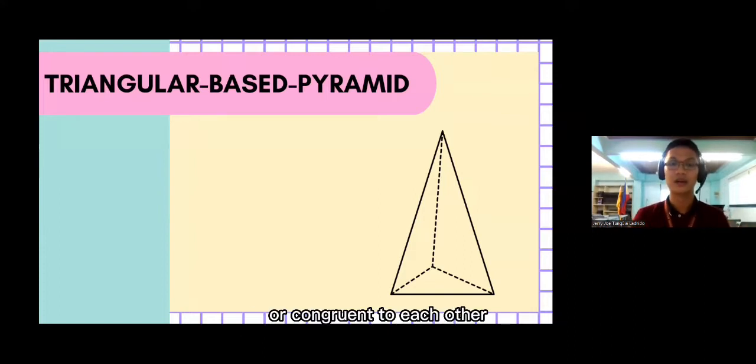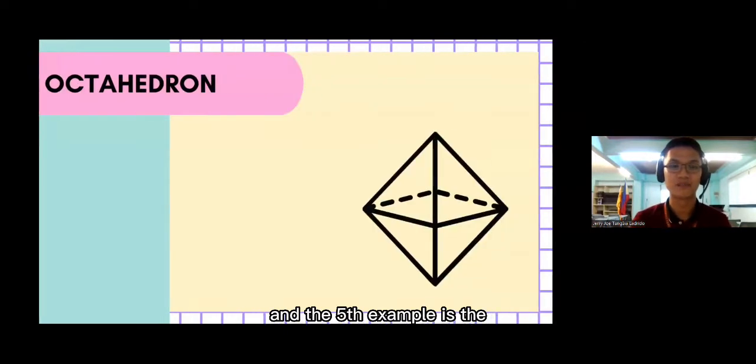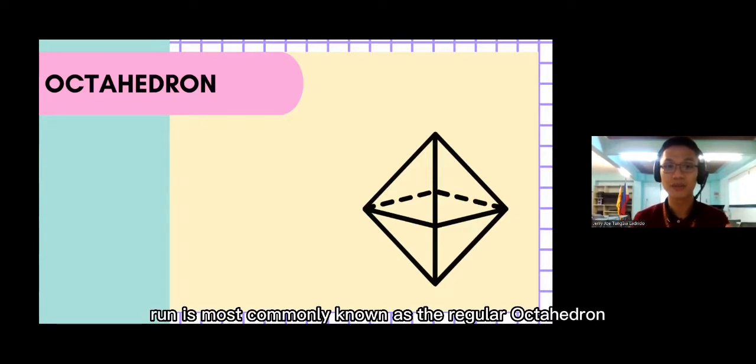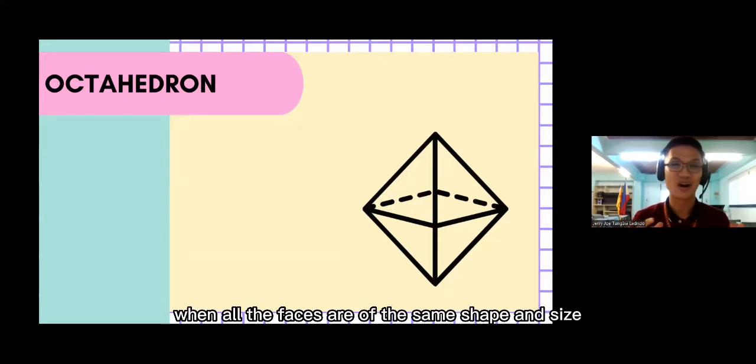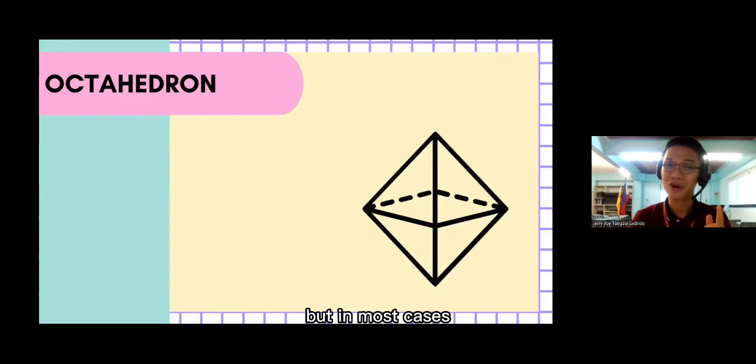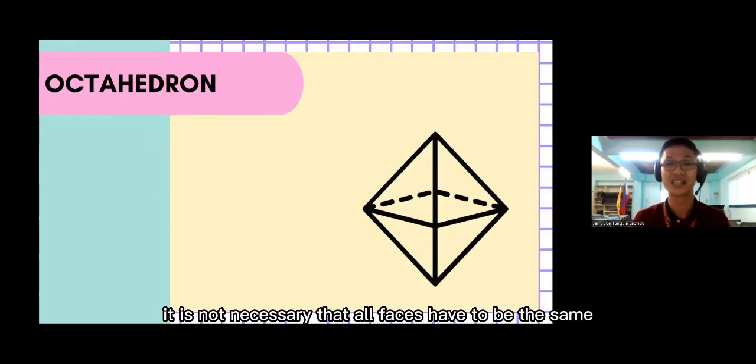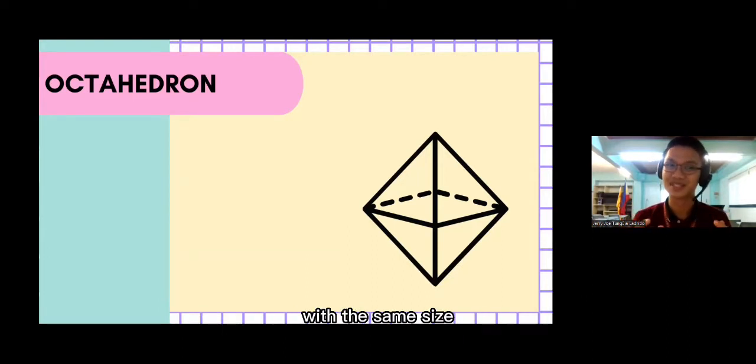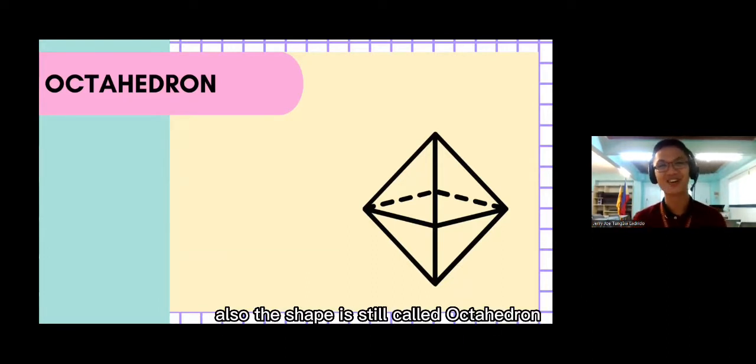And the fifth example is the octahedron. An octahedron is a shape that is formed by joining 2 pyramids at their bases. Once joined, the shape converts to 8 faces, 12 edges, and 6 vertices. An octahedron is most commonly known as the regular octahedron, when all the faces are of the same shape and size. But in most cases, it is not necessary that all faces have to be the same to be called an octahedron. Even without the same size, the shape is still called an octahedron.